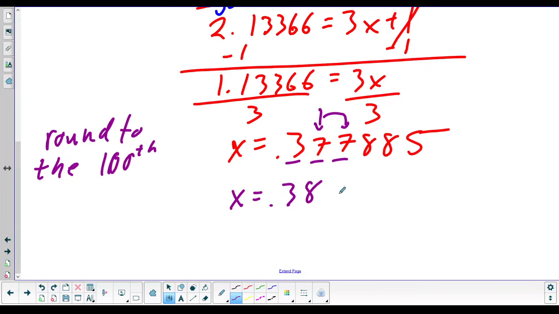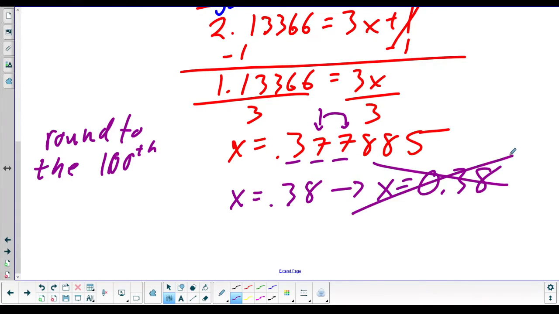I believe you might want to be careful. I think that if you write it as x equals 0.38, it counts that wrong. It usually doesn't like when you put a 0 in front of it, so just be aware of that.